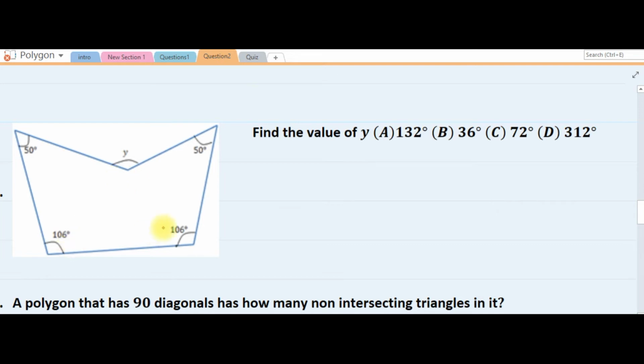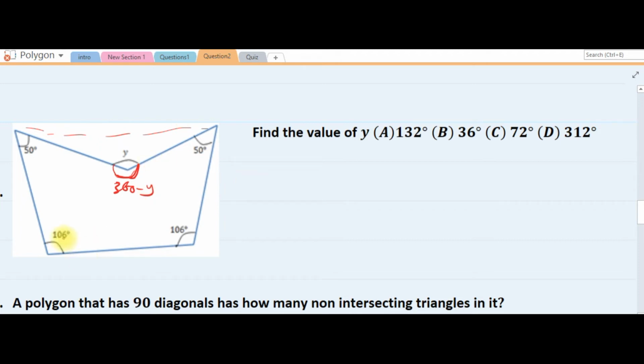This is 1, 2, 3, 4, 5. This is a 5-sided polygon, but it's a concave polygon, if you could remember, because one of the diagonals is outside the polygon. So it's a polygon, but a concave polygon. So what we have here must be 360 minus y, by angle at a point.